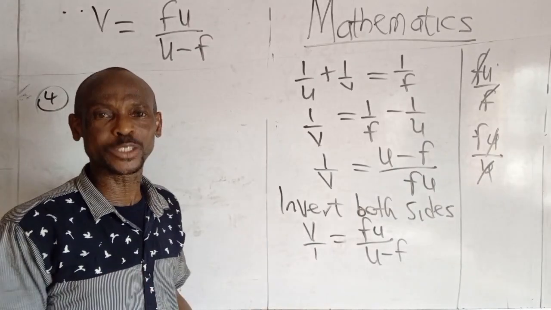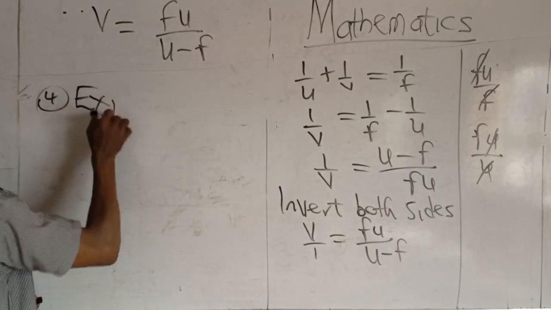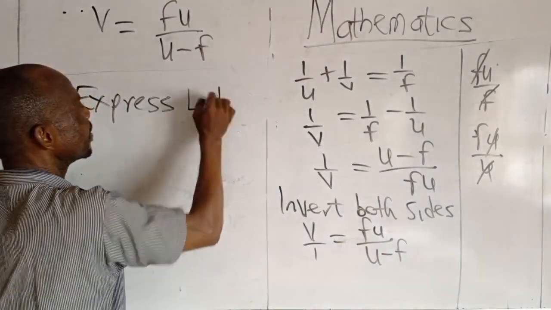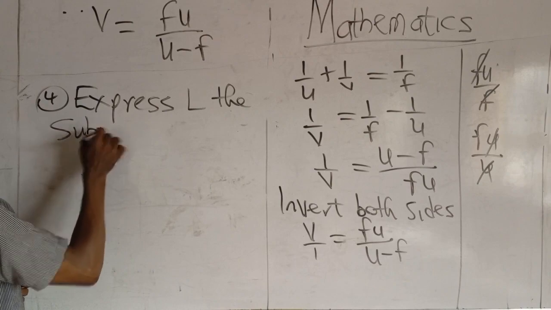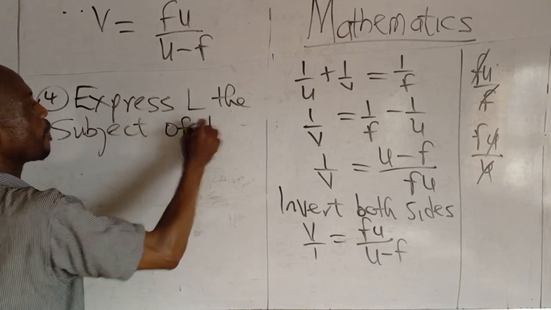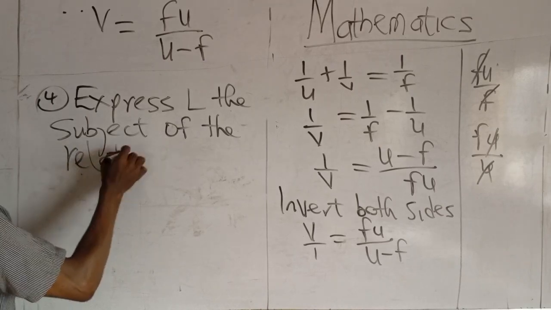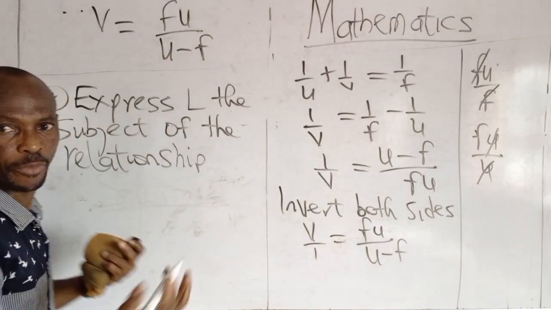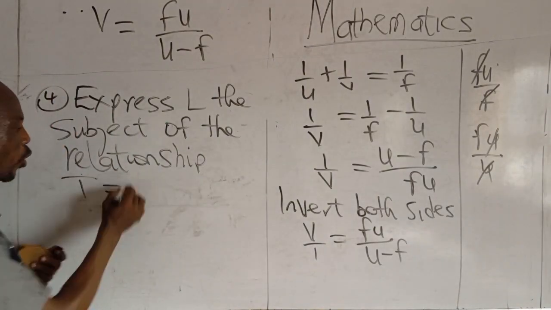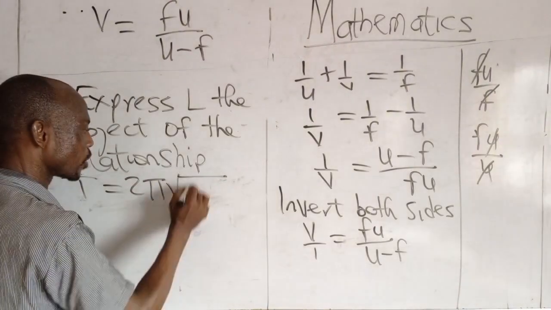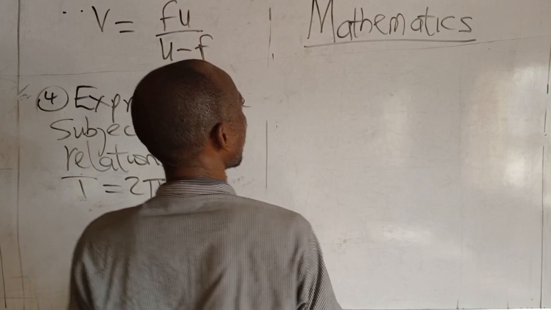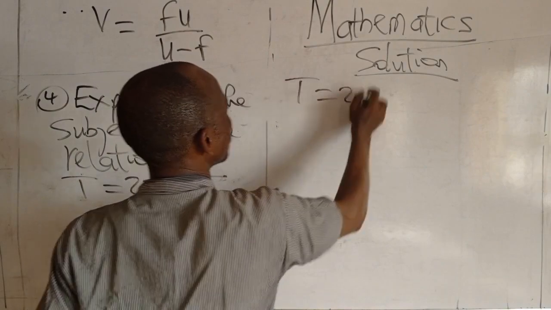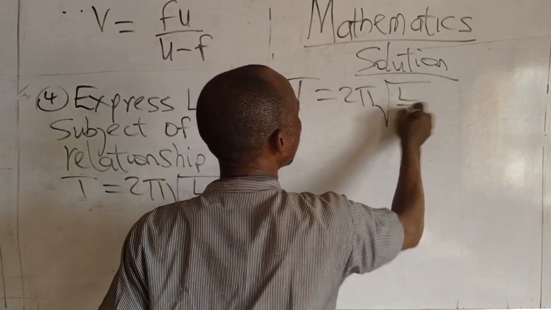Okay, so we are going to look at question number 4. Express L, the subject of the relationship. We are going to express L the subject of the relationship: T is equal to 2 pi square root L all over G. Solution. We have T is equal to 2 pi square root L over G.